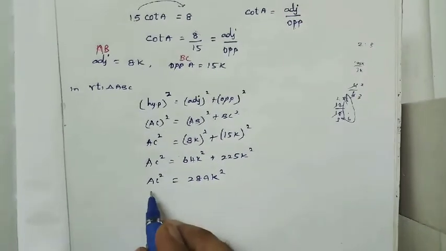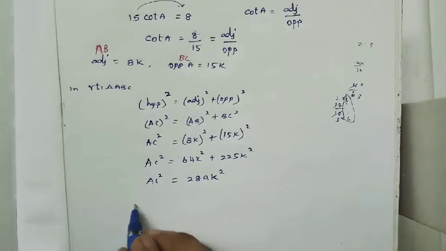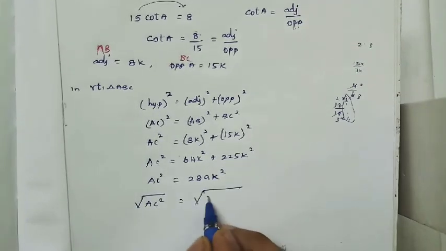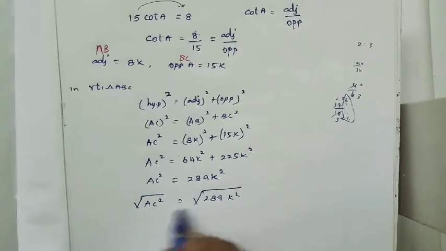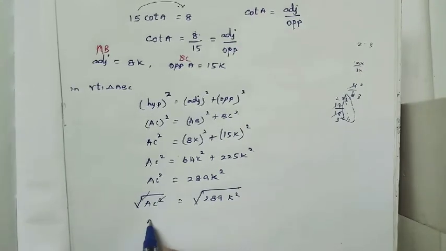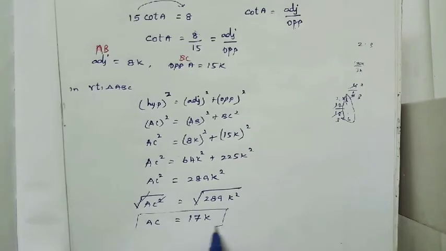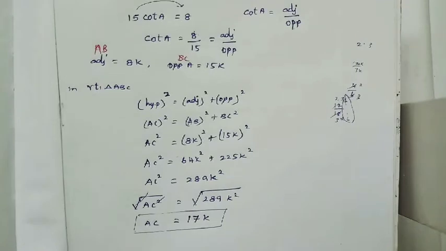But we needed AC alone. So taking square root on both sides, square root of AC square is equal to square root of 289k square, right? Square root will get cancelled. So AC is equal to, what is square root of 289? 17, right? Square root of 289 is nothing but 17. Square root of k square is nothing but k, so 17k. Therefore, the hypotenuse of the given triangle is nothing but 17k, right?